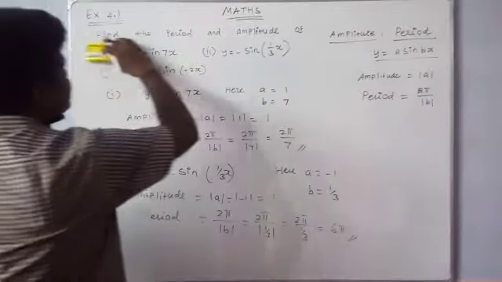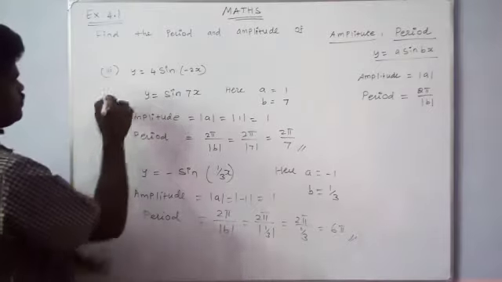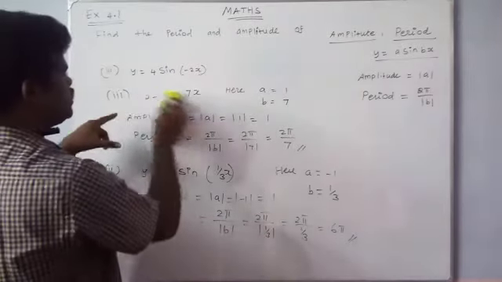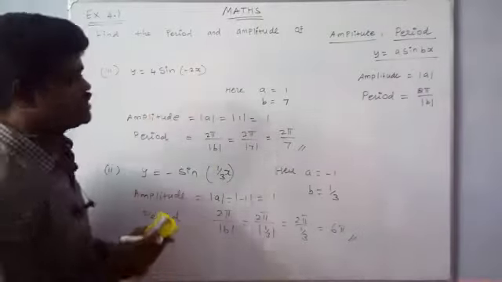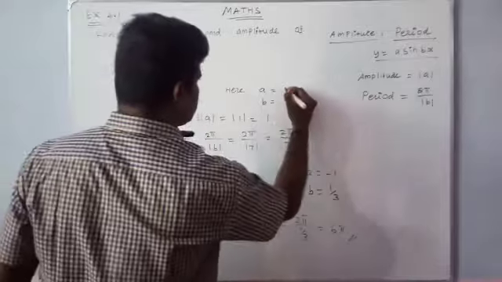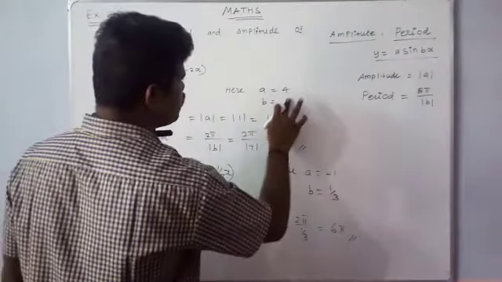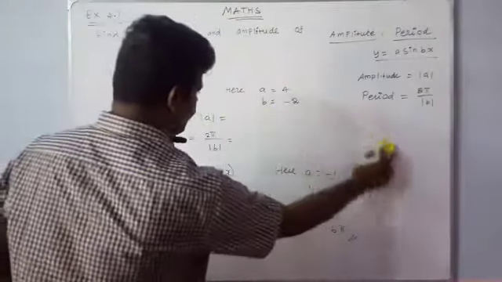This is the third one. First and second we completed. This is the third one. Third one is what? Y is equal to 4 sine minus 2x. Here what is the value of A? A value is 4 and B value is what? Minus 2.